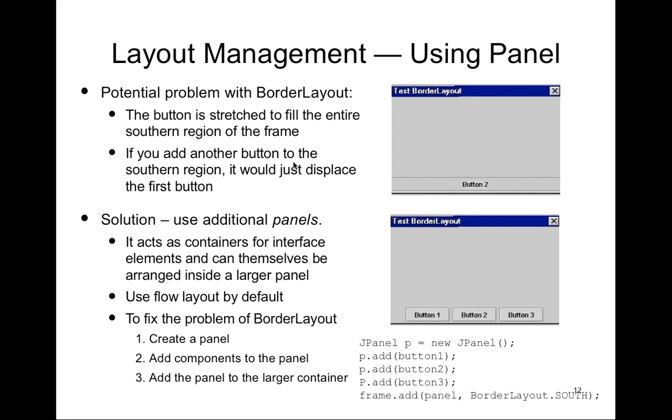If you add another component to the southern region, it's just going to displace the first button. So here we have more than one button. It actually looks a little bit better on the border layout because now we have 3 of them down here, and it's on the border on the bottom of the screen.